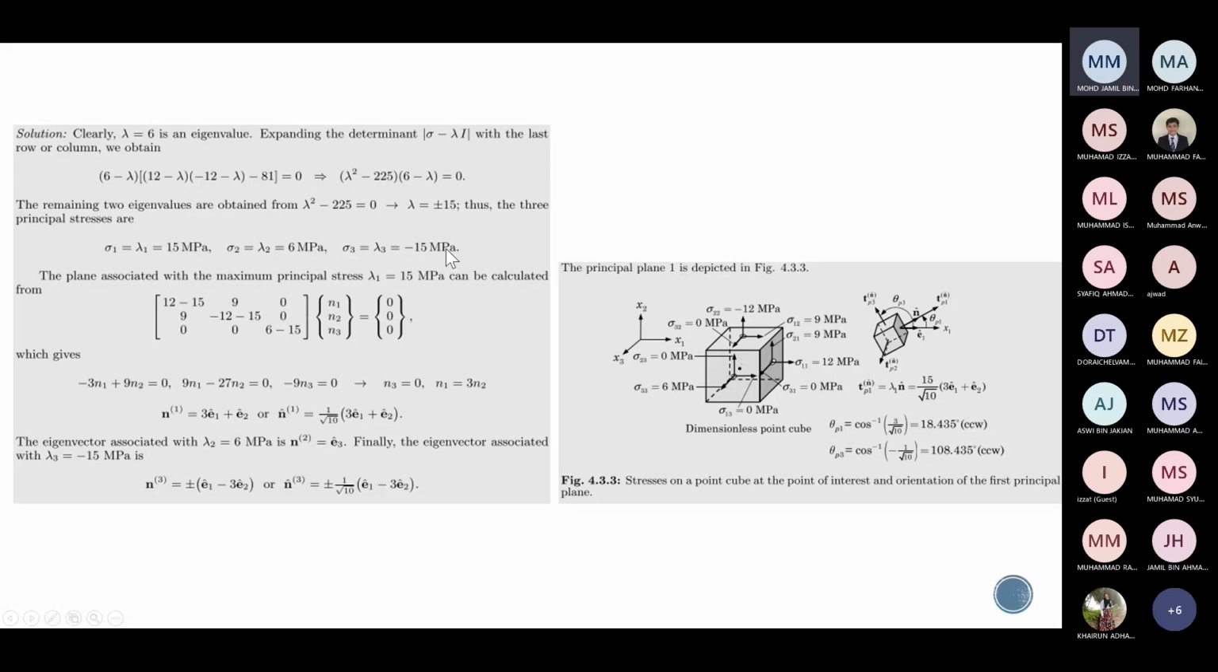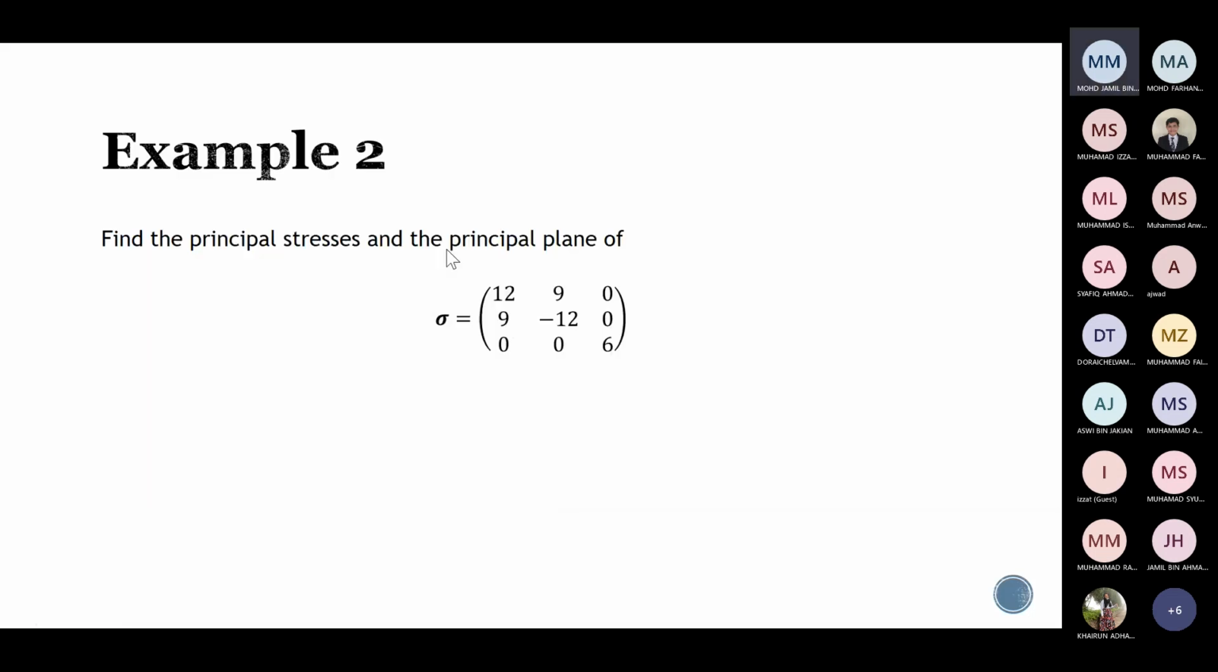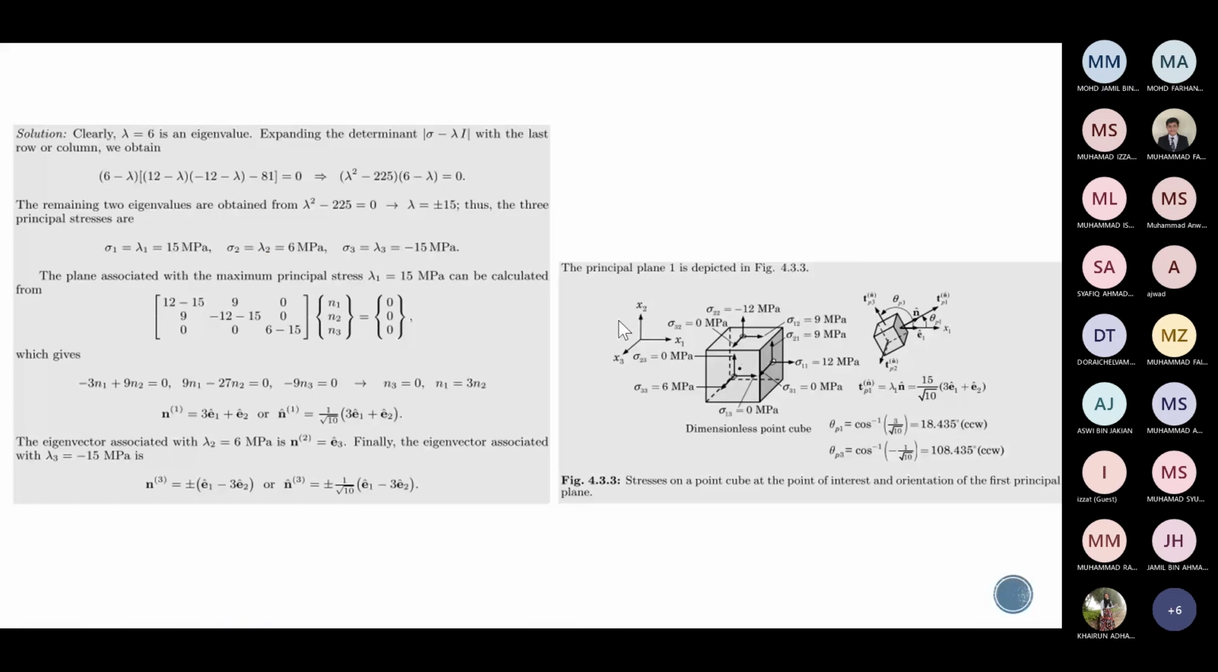Megapascal here is actually the unit for the stress. Sometimes it is given to you. If it's not given to you, then you assume it has no unit. But here, it is actually given as megapascal.